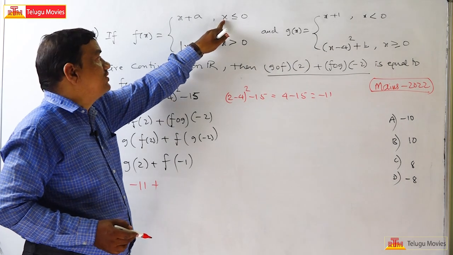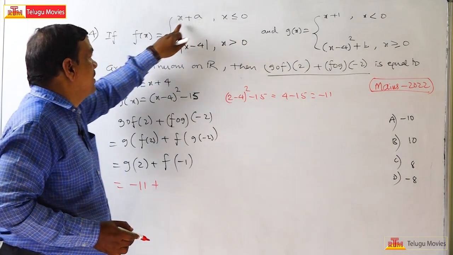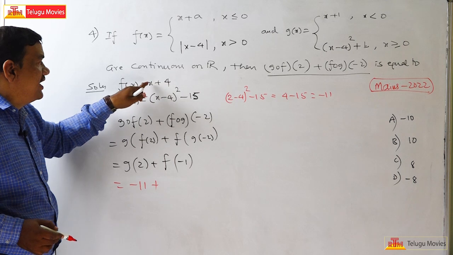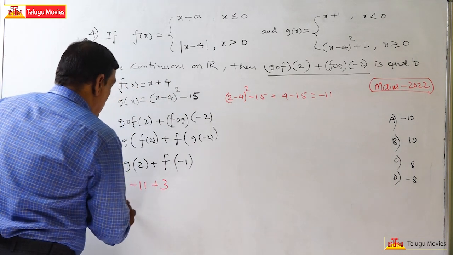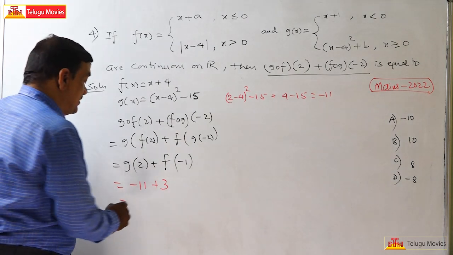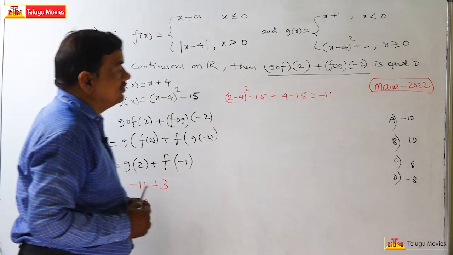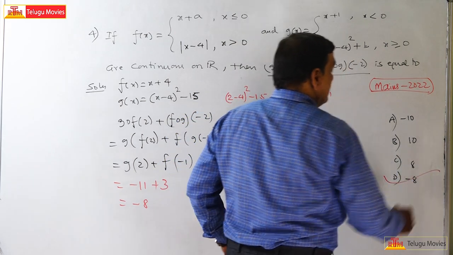f of minus 1 means what? X is less than or equal to 0, so that means this value you have to substitute. Here minus 1 plus 4 is how much? This is 3. So minus 11 plus 3 is equal to minus 8. Therefore, option D will be the correct answer.